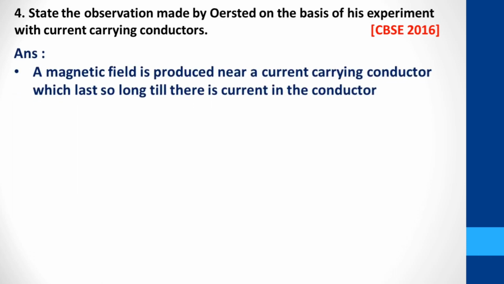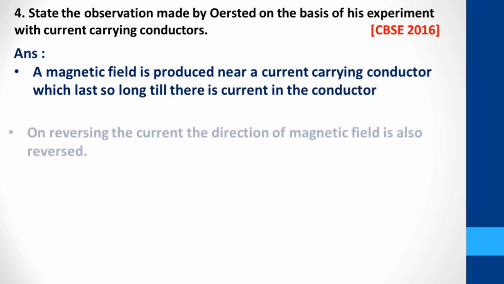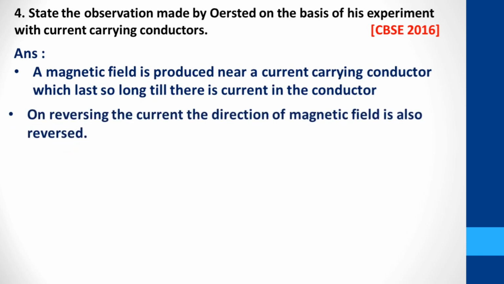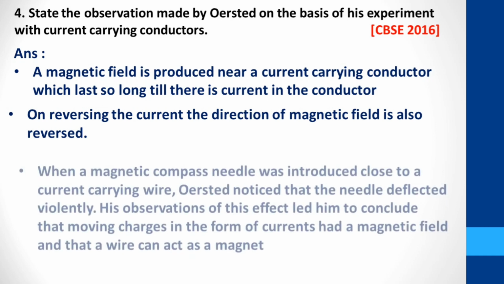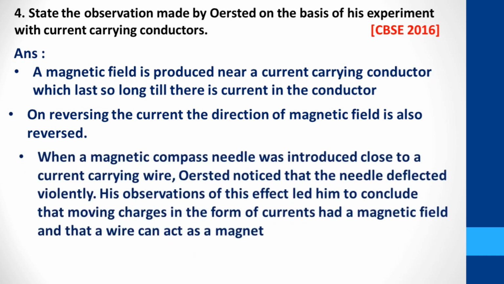The first observation was that a magnetic field is produced near a current carrying conductor, which lasts so long as there is a current in the conductor. On reversing the current, the direction of the field also reverses. When the compass needle was introduced close to the current carrying wire, the needle's deflection increases. These observations led him to conclude that a current carrying conductor acts as a magnet.